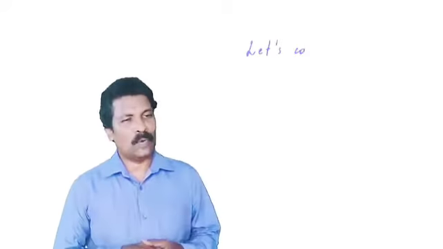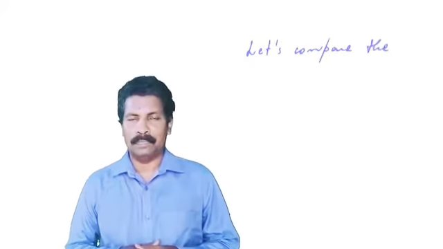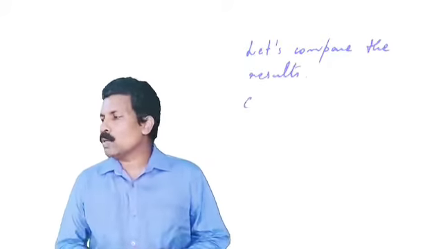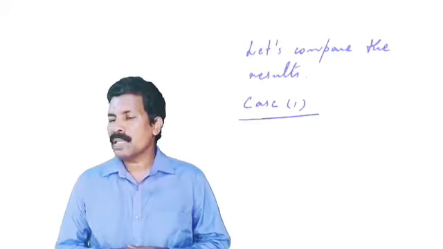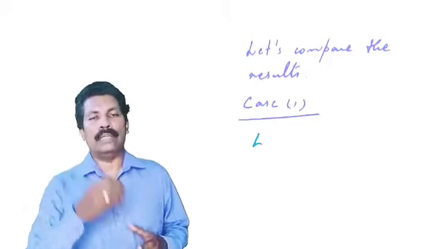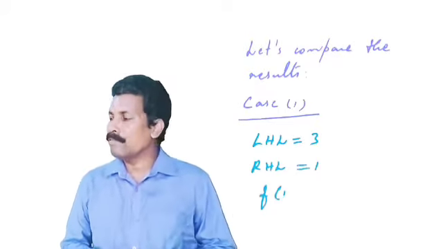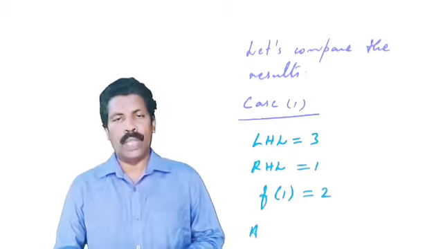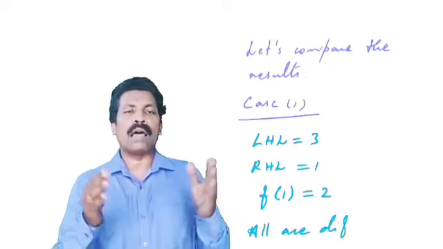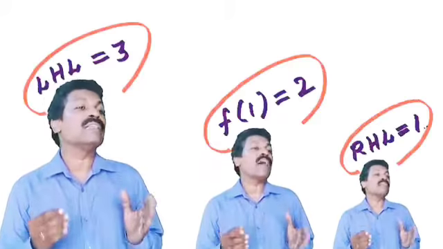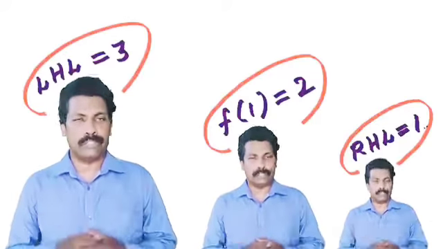Now let us compare all the results together. In case 1, what was the LHL, can you recollect? LHL is equal to 3 and RHL is equal to 1 and f(1) is equal to 2. And we see that all are different.